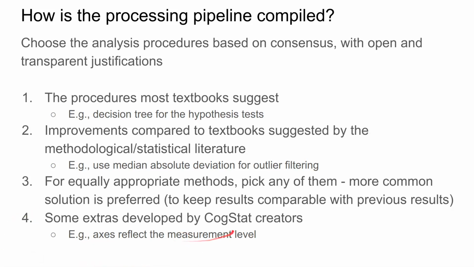And there are some extras that we came up with. In our charts, the line style of the axis reflects the measurement level of the variable. So if we are displaying an interval variable, then the solid line will be used. For ordinal variables, dashed lines will be used. For nominal variables, dotted lines will be used. Just to highlight, also on the charts, what kind of variables and what kind of information we are dealing with.